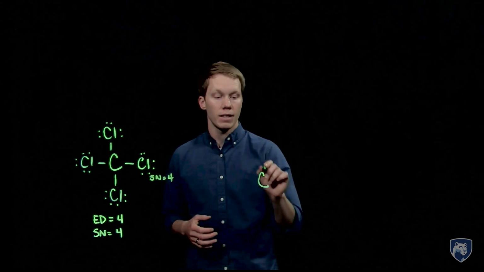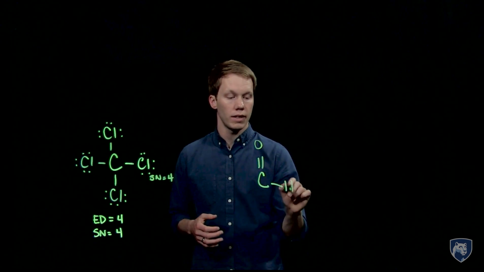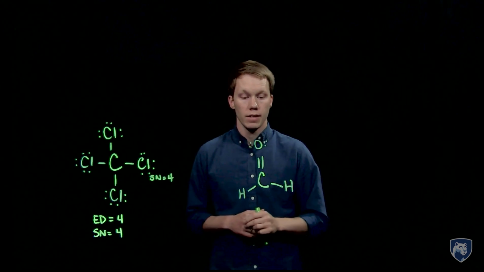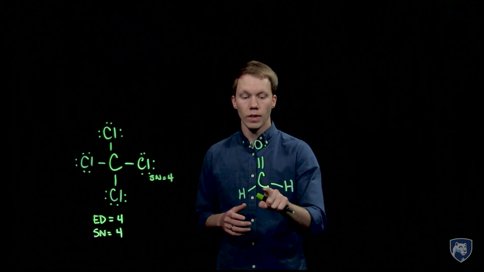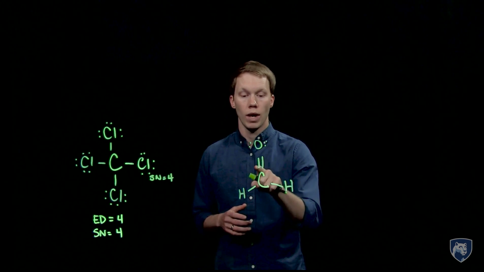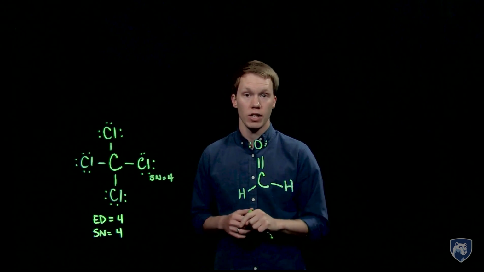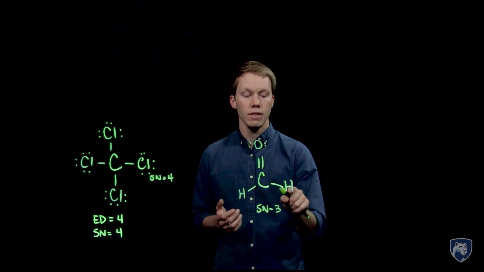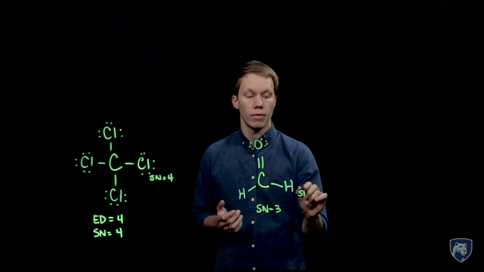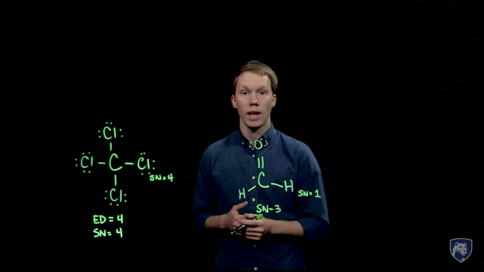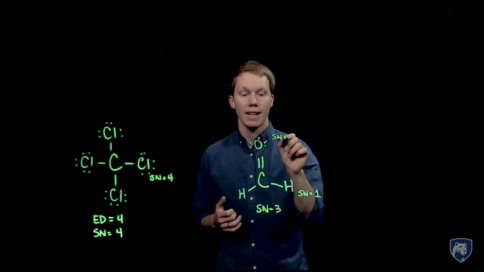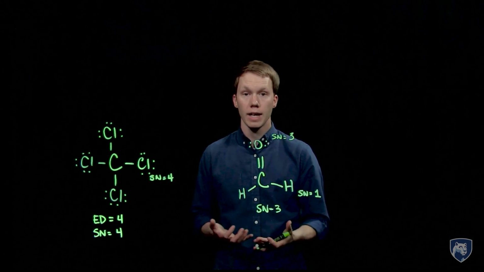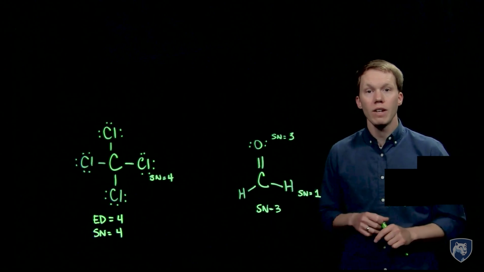If we look at something slightly different, this is formaldehyde. The central carbon atom has 1, 2, 3 bonding regions, and so the steric number would be 3. The hydrogens have 1 bonding region, so they would have a steric number of 1. And the oxygen has 1 bonding region and then 2 lone pairs, so it would have a steric number of 3. You give it a try on this next example.